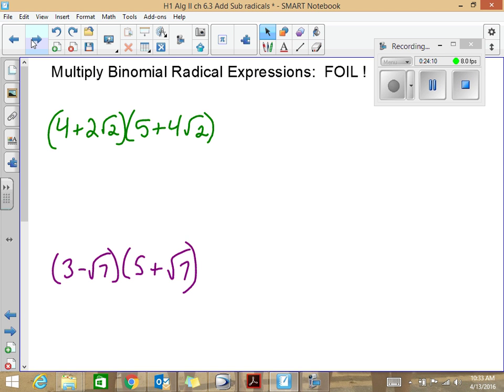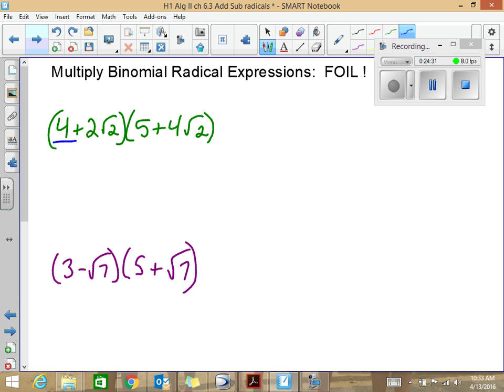Okay, so the good thing about this is now that we know how to multiply and now that we know how to add and subtract, we know how to FOIL. Because it's just putting those together. So all the rules still apply about multiplying radicals, and now we can apply it to FOIL. So remember, FOIL is first, outer, inner, last.